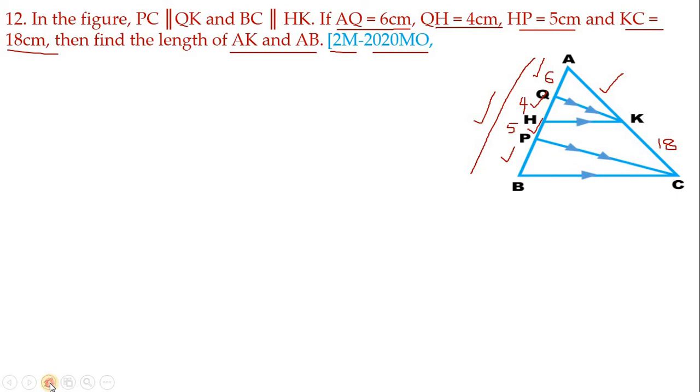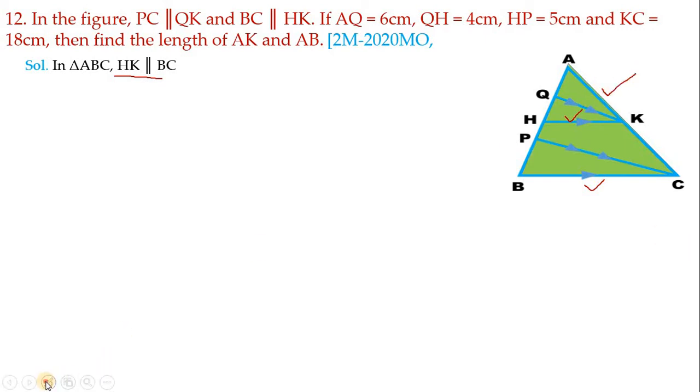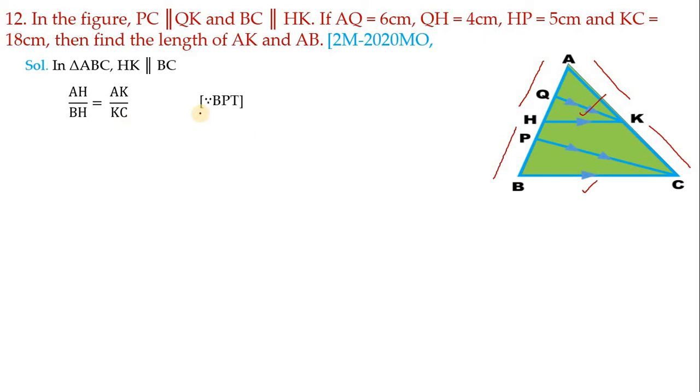For that, if you observe the figure properly, they clearly said here there are two pairs of parallel lines. So first let me consider the ABC triangle. In the ABC triangle, HK is parallel to BC. I mean this HK is parallel to BC in the ABC triangle. The ABC triangle is this, which I have shaded in green color. Now it is very easy for you to identify. So this HK is parallel to BC. Now can we use the BPT concept? So now we can write AH by BH is equal to AK by KC. Yes, the reason is BPT.